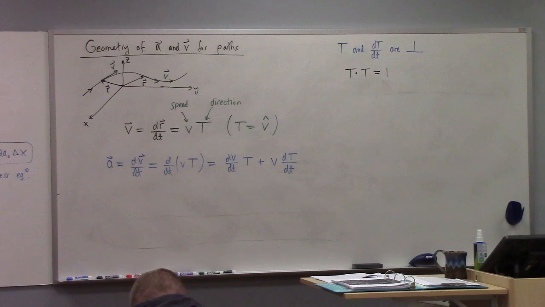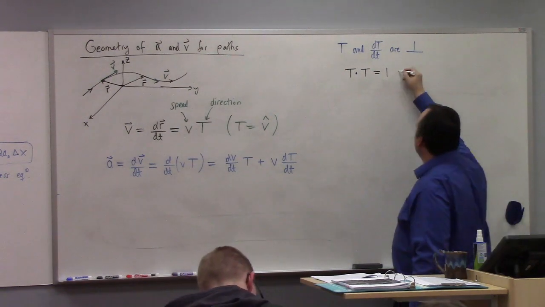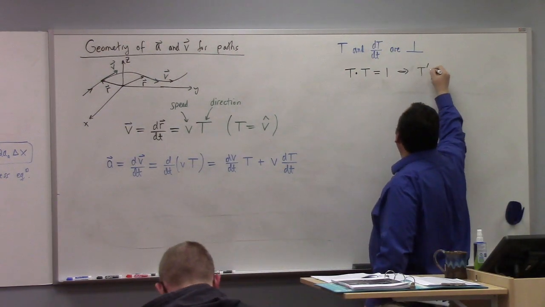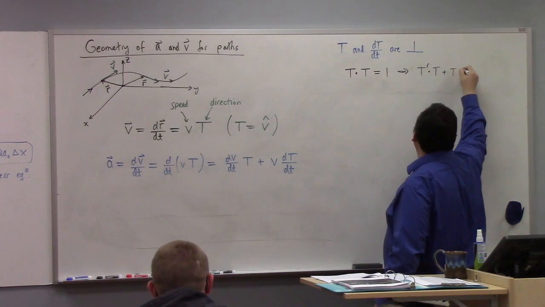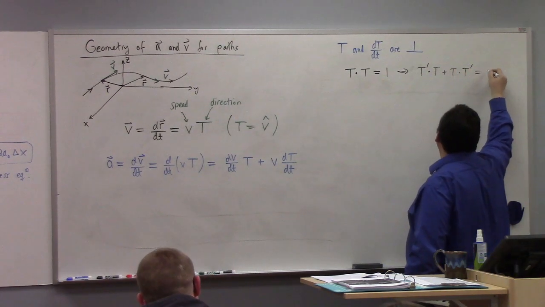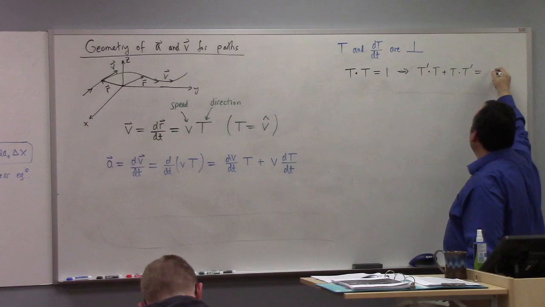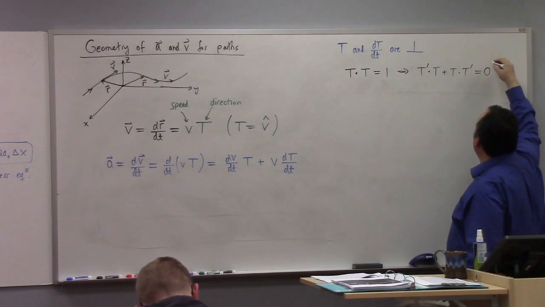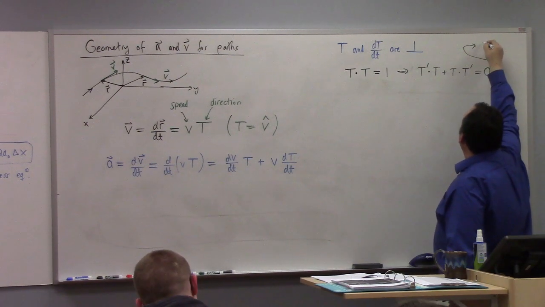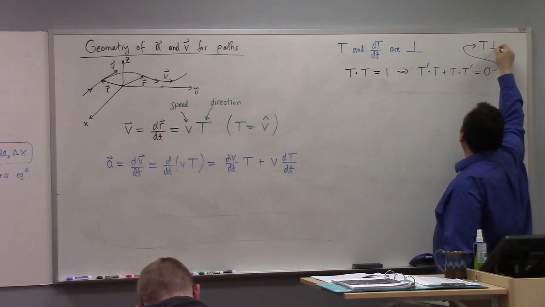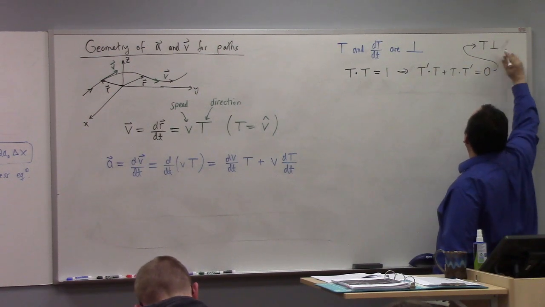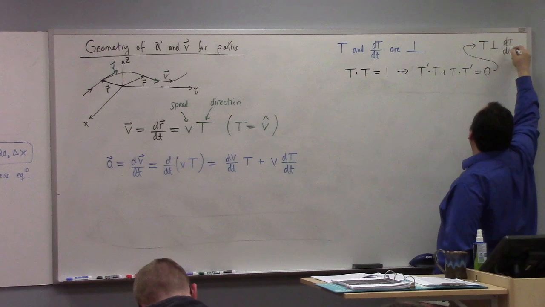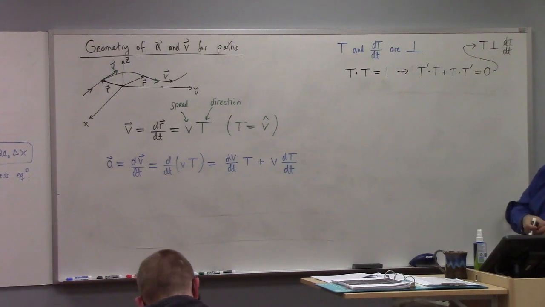Okay? So if we differentiate this, we get T prime dot T plus T dot T prime equals, what's the derivative of 1? Well, it's 0, right? So what's this tell me? It tells me that T is perpendicular to dT/dt. If you want, T prime is dT/dt, all right?